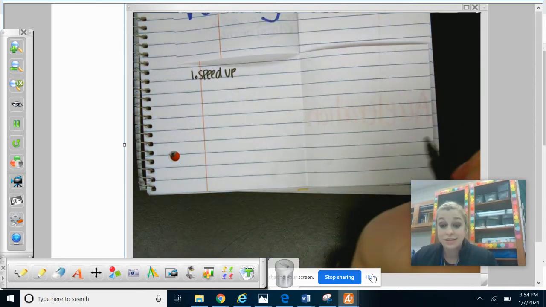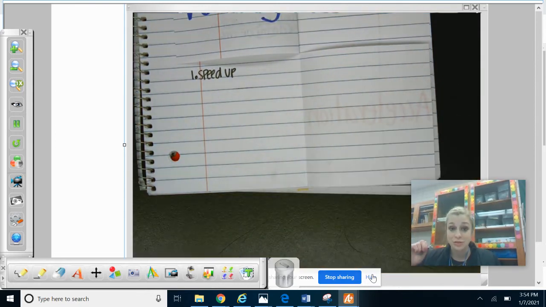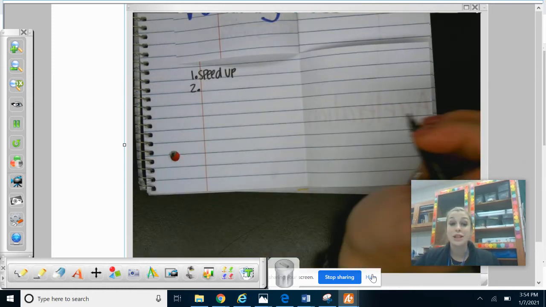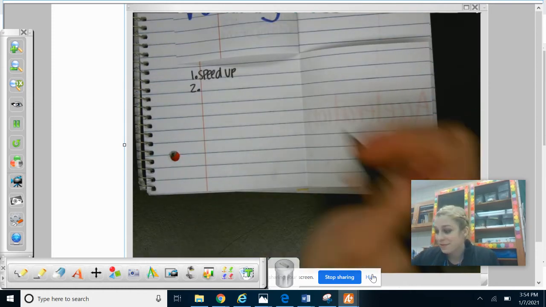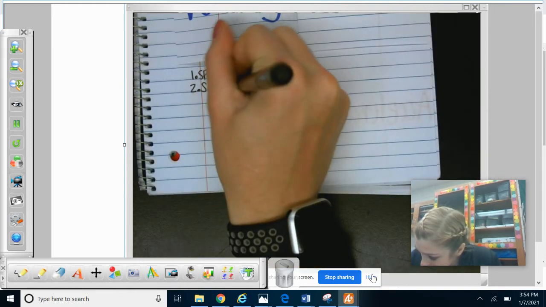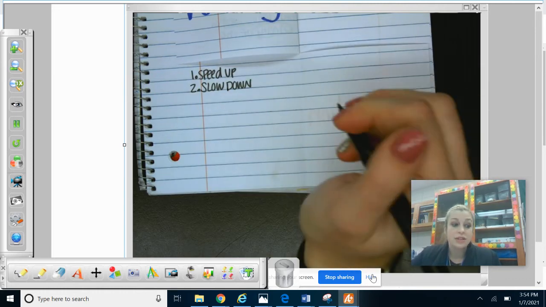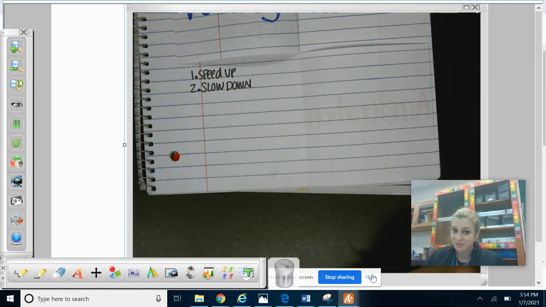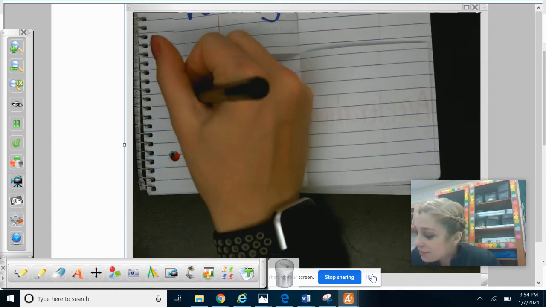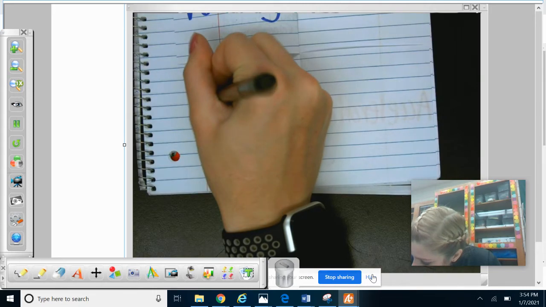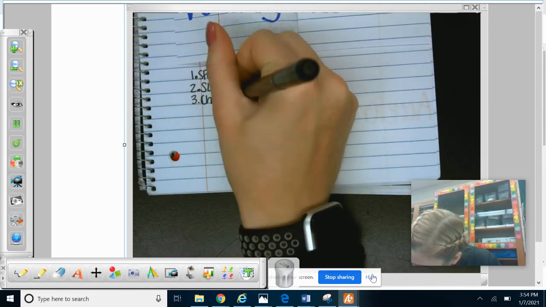So going fast, that is a form of acceleration when you speed up. Another one is when you slow down. That's called deceleration. Deceleration is when you slow down. And the last form of acceleration is when you change directions.